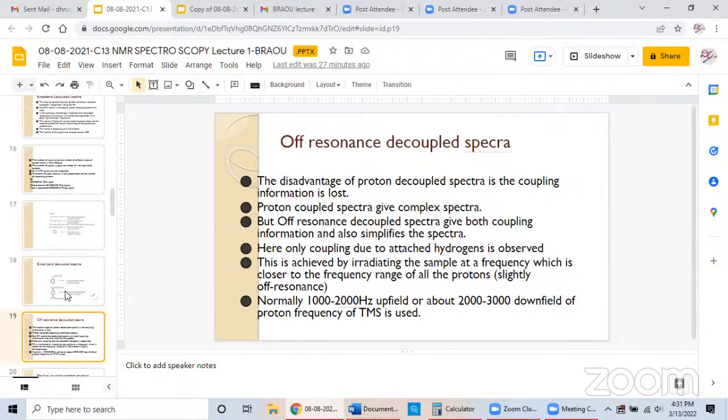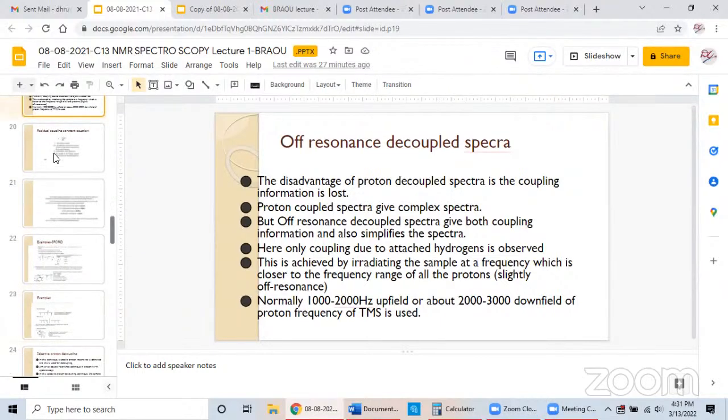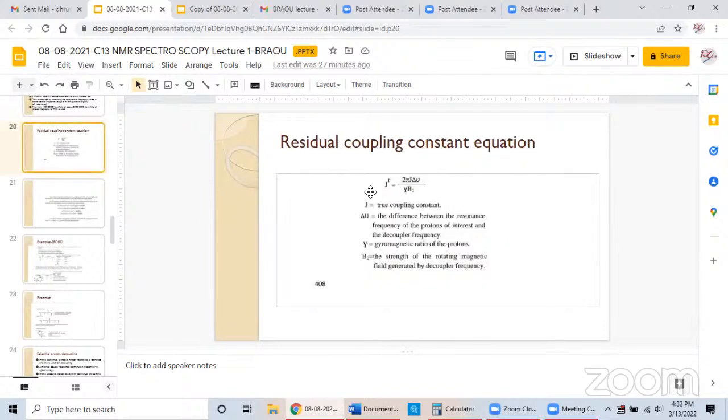So from this, what is the advantage? You can get the information regarding directly attached protons, but all other long range proton couplings are lost. So the spectrum is simplified. Here we use off resonance frequency as the decoupler frequency. That will simplify the spectrum and also retain some of the coupling information. The residual coupling, we call it. It's not the true coupling.